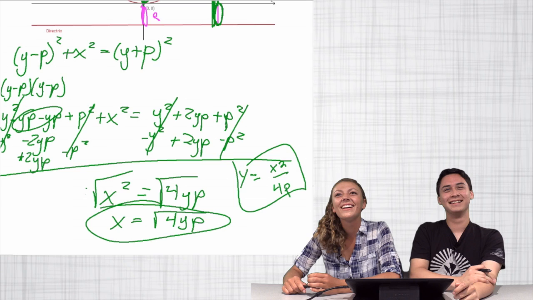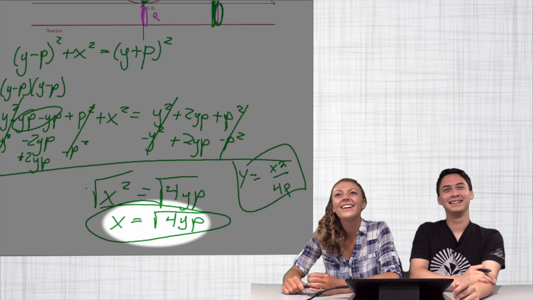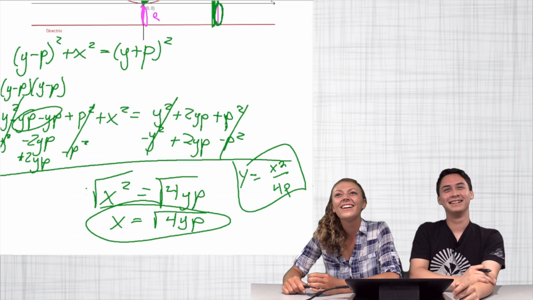Sasha and Keone's conjecture was correct. The equation for any parabola with its vertex at the origin is y equals x squared divided by 4 times p. This equation can also be expressed as x equals the square root of the product of 4 times y times p. In the next episode, Sasha and Keone will talk about what this equation means.